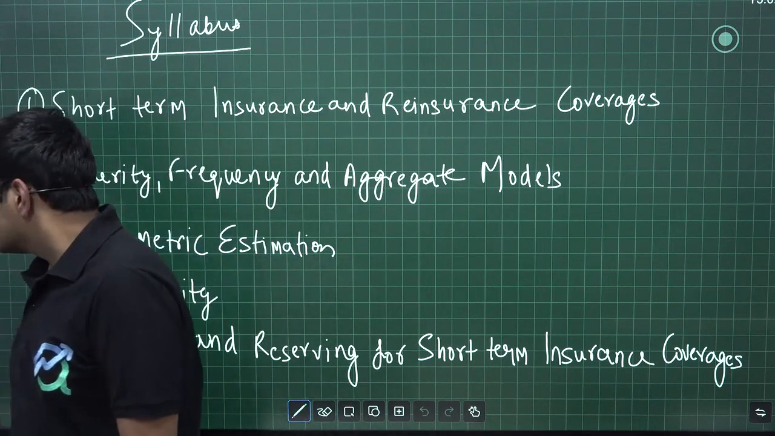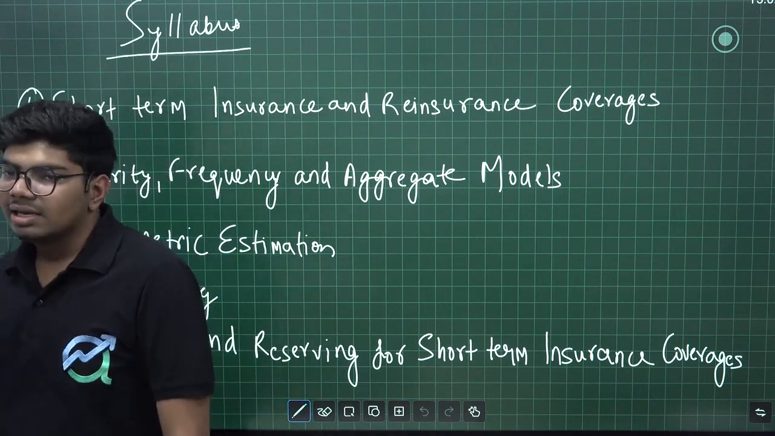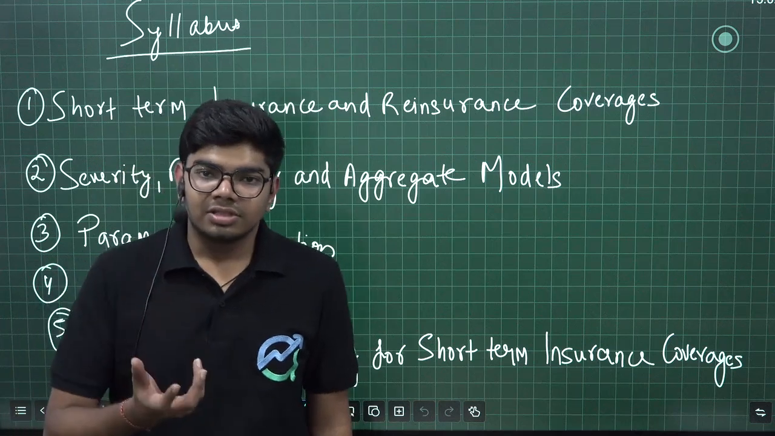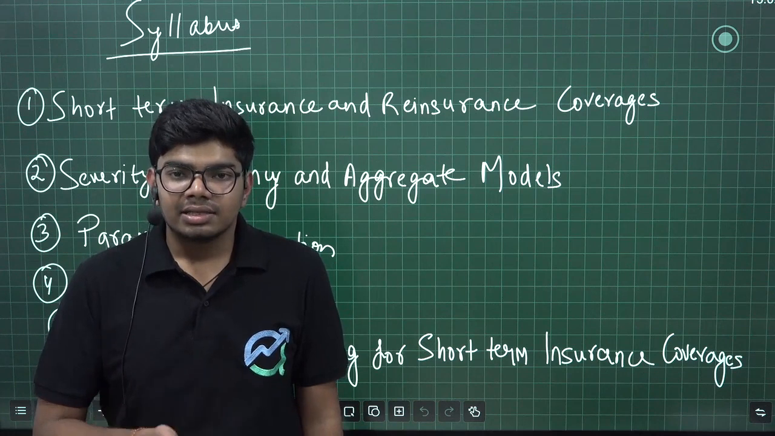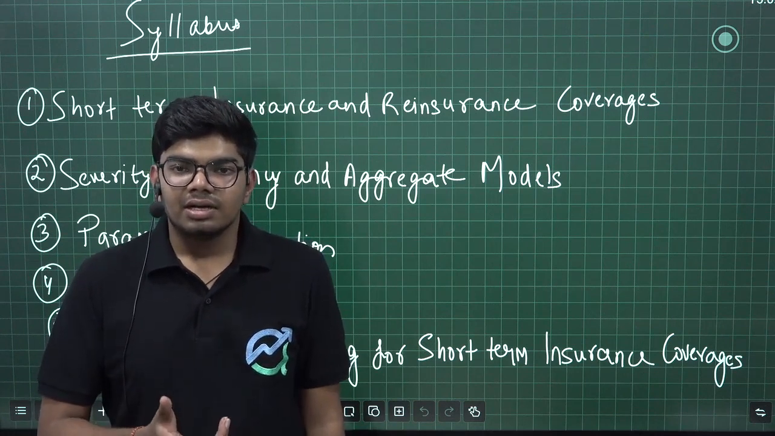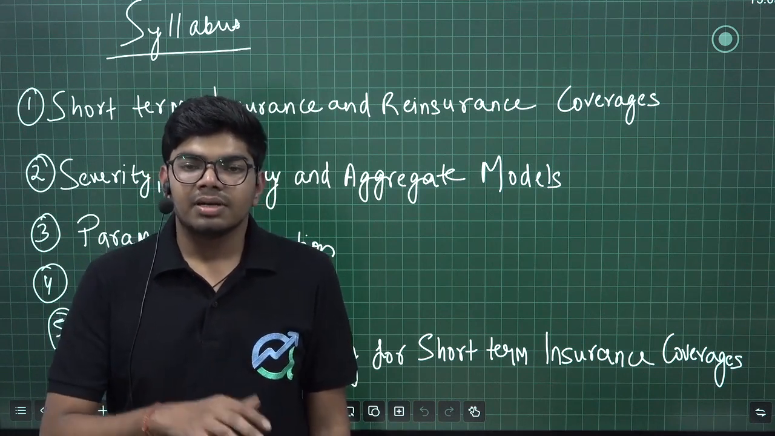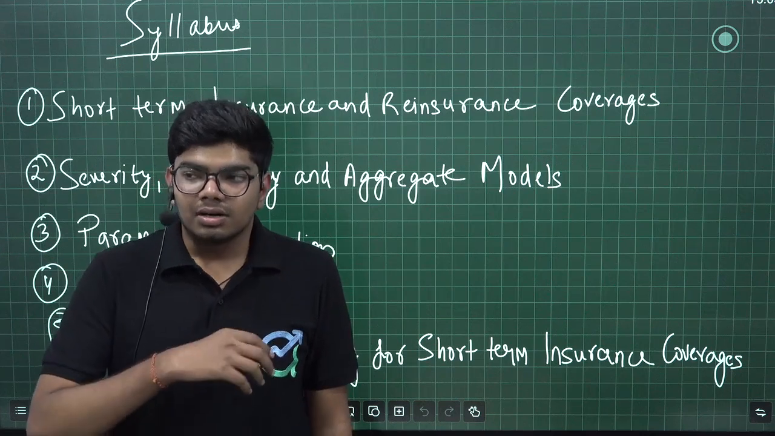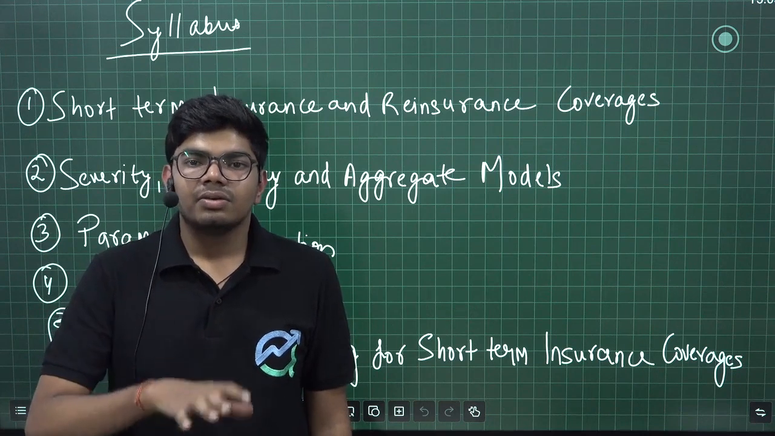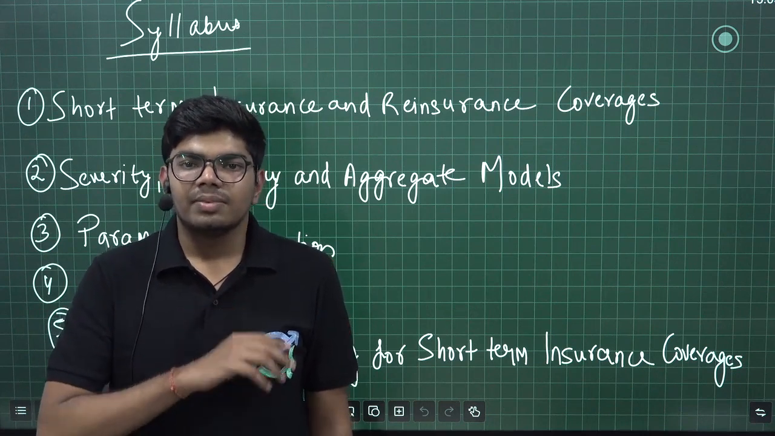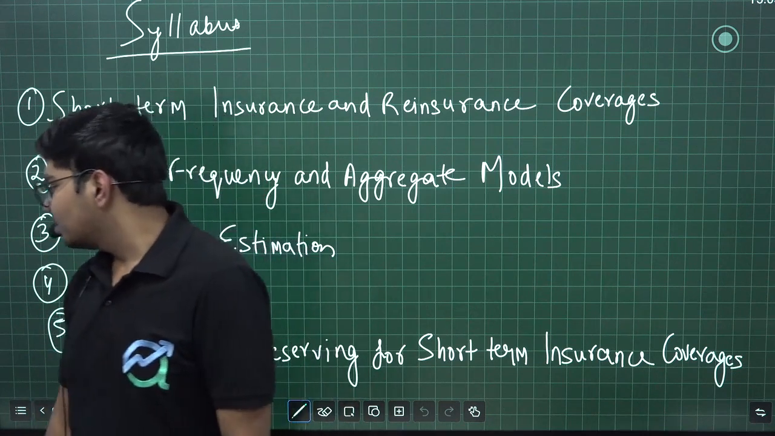Next, you have your severity, frequency and aggregate models. Inside this, you will be taught about the number of claims distribution, about the claim amount distribution, and how to model that, how to calculate that, how to use that to your advantage, how to calculate the profit for an insurance company, how to back-calculate and derive the number of claims. Everything will be given to you, and how to derive it will be taught to you inside this particular topic.